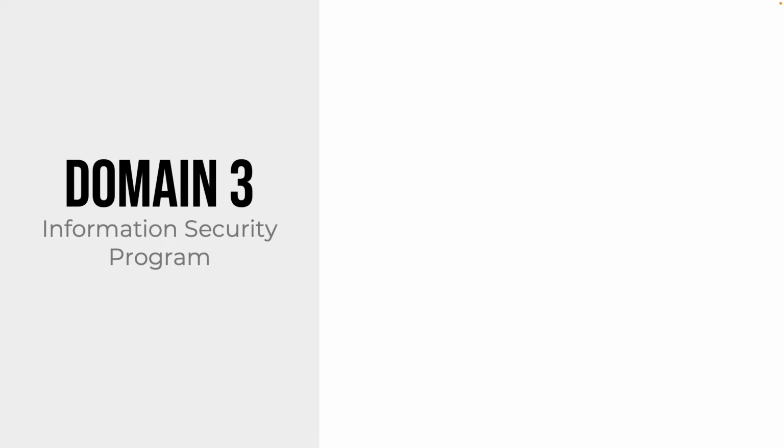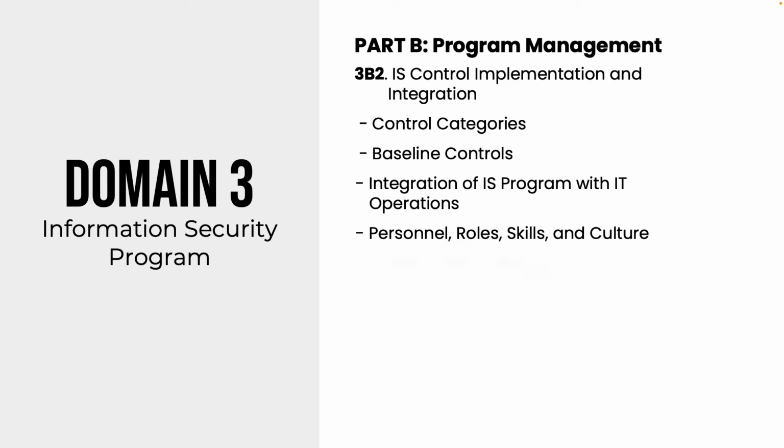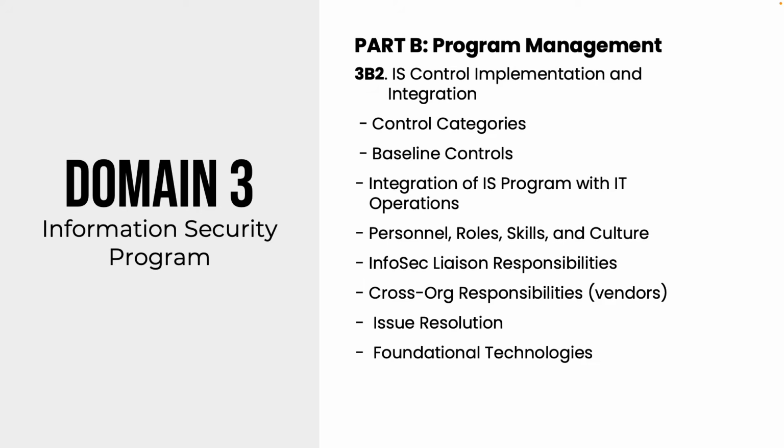Moving on to section 3B2, we're focusing on information security control implementation and integration. So we'll touch on the categories and types of controls. We'll talk about baselines, and we're going to dig into a number of details through the implementation process, ancillary considerations, but we'll wrap up with a look at some foundational technologies. Some of that tech know-how you need to bring into the exam with you, but that you will not be tested on directly. It's really going to be referenced more in the context of control selection.